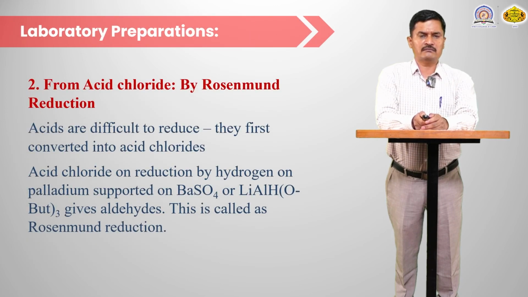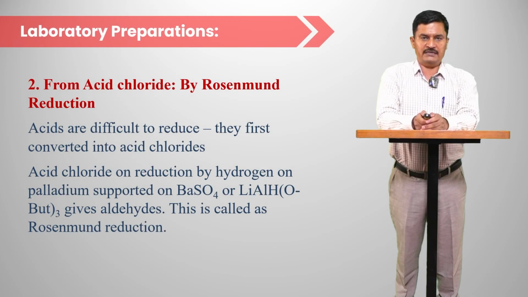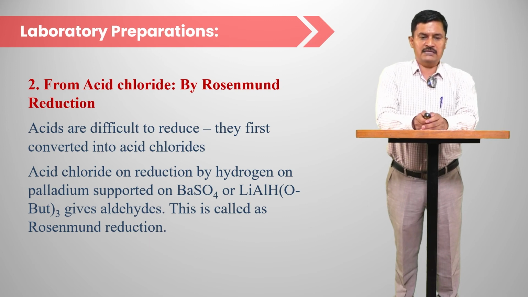Then the second laboratory preparation is from acid chlorides by using the Rosenmund reduction. Acids are difficult to reduce, so they are first converted into acid chlorides. Carboxylic acids easily convert into acid chlorides by using different reagents, such as phosphorus in the presence of halogen, or POCl3 or SOCl2.